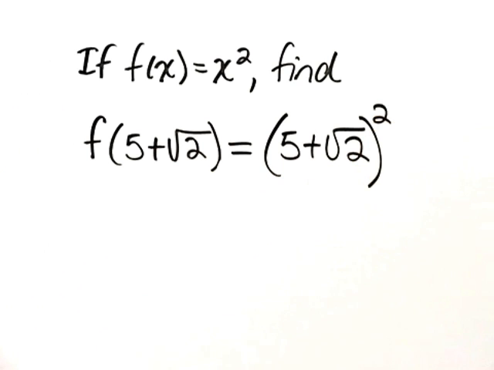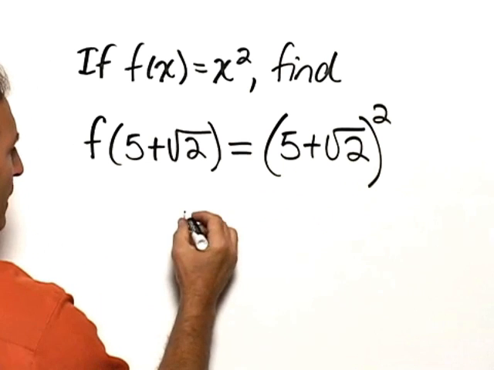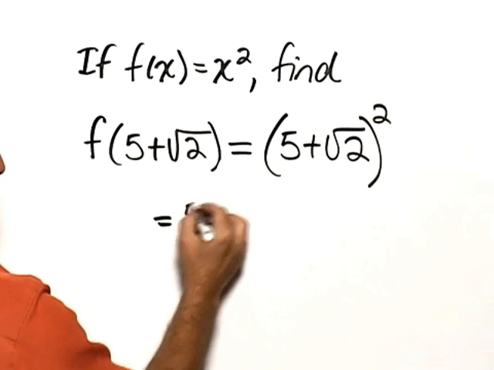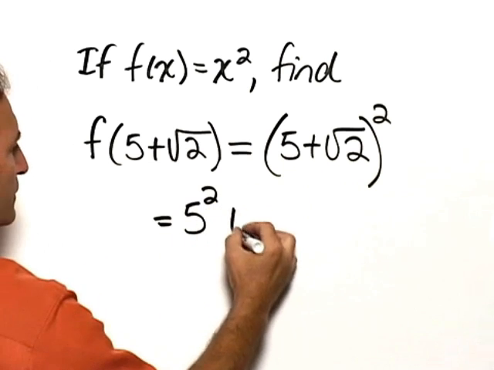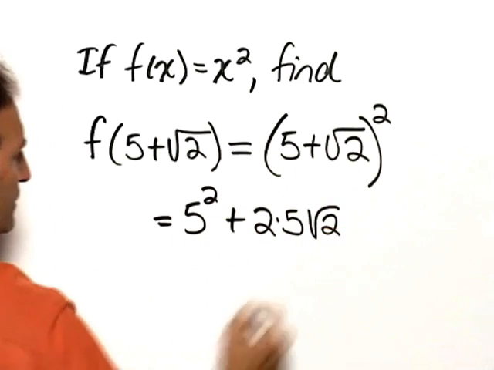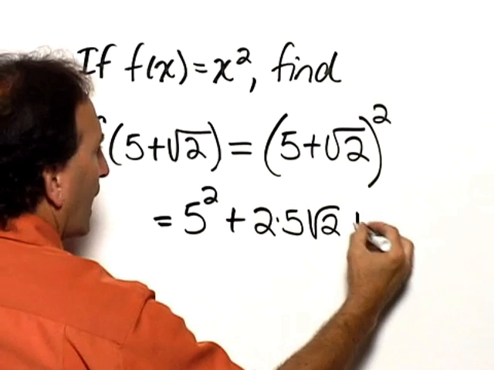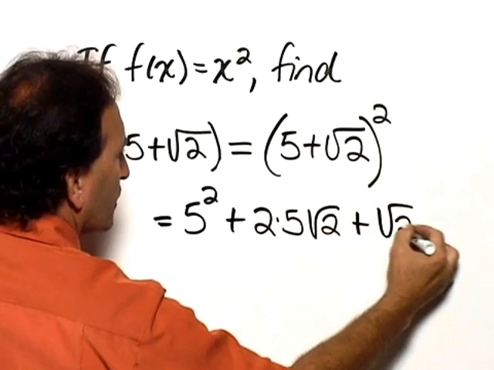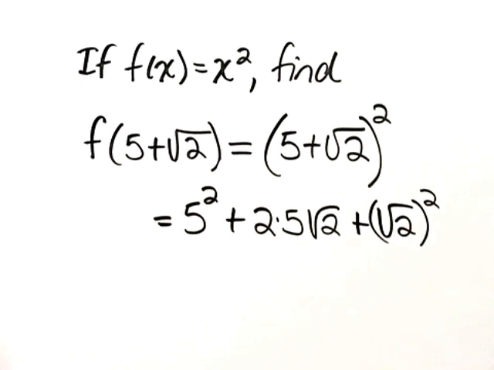And simplifying that, we expand this binomial. This would be equal to 5 squared plus twice the product of 5 times the square root of 2 plus the square root of 2 squared.